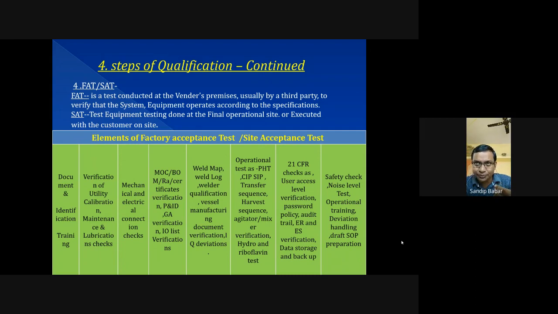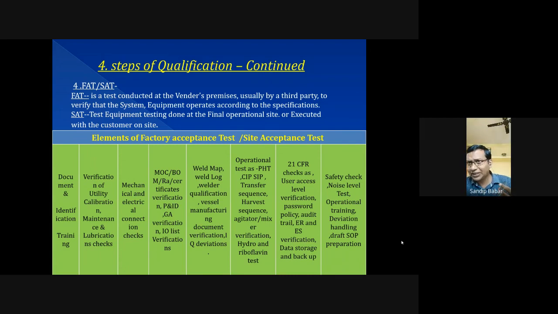Then MOC means material of construction, that is SS316L. Then RA means roughness average value. Generally in the pharma industry, for product contact surfaces, RA should be less than 0.4 roughness average value. When it is product non-contact, then it will be more than 0.8.